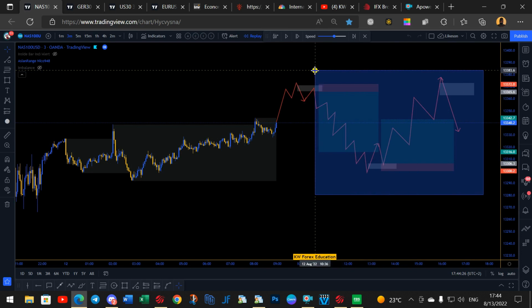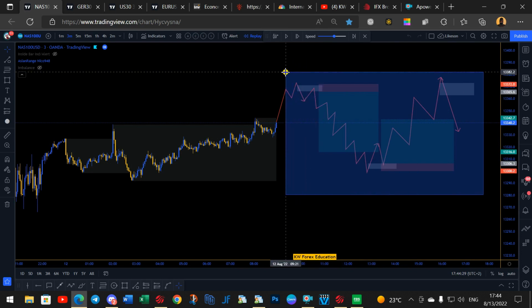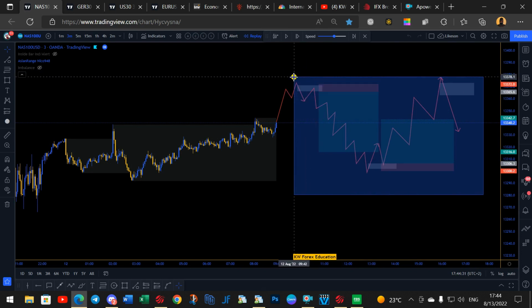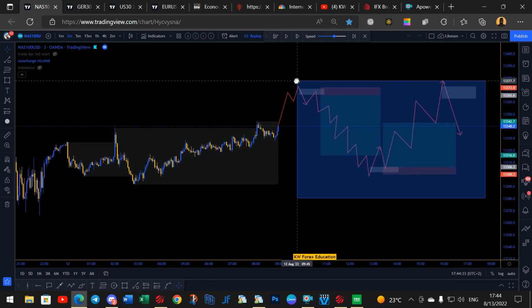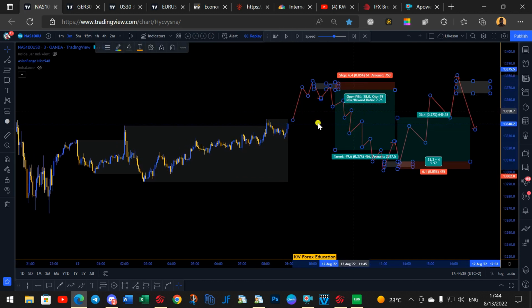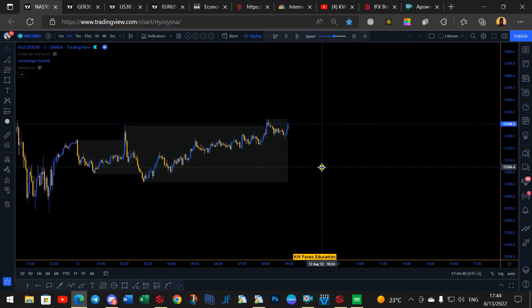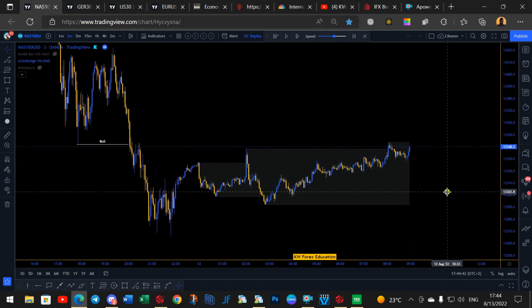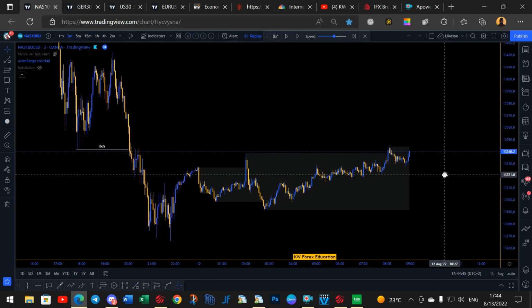But I still get the idea. I like doing this on 1 minute time frame. I know sometimes it's a little bit hectic to trade 1 minute time frame, but with more practice, you will get used to it.